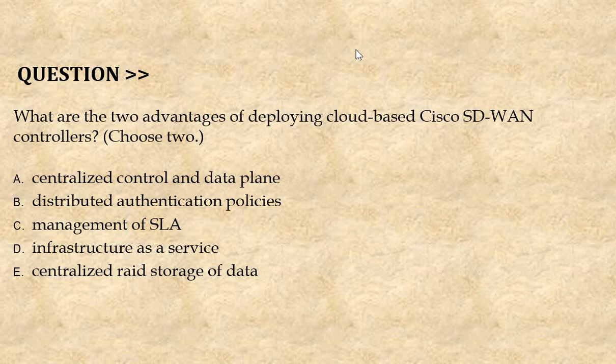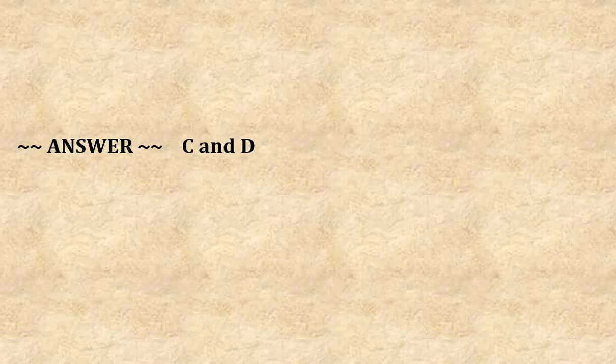Our question is, what are the two advantages of deploying cloud-based Cisco SD-WAN controllers? Choose two. Option A, centralized control and data plane. Option B, distributed authentication policies. Option C, management of SLA. Option D, infrastructure as a service. Option E, centralized storage of data. The correct answers are option C and D.